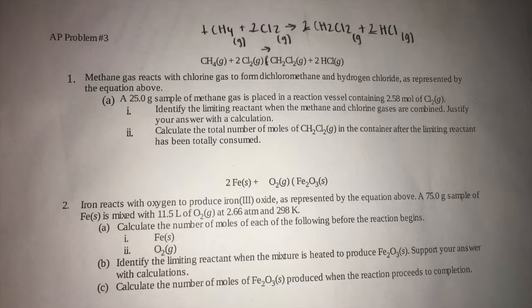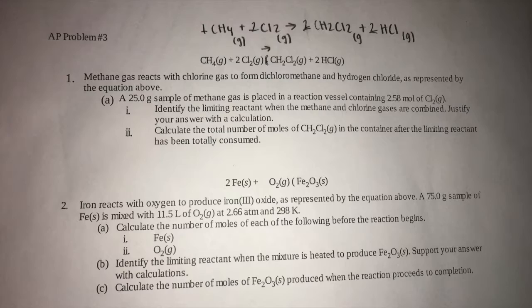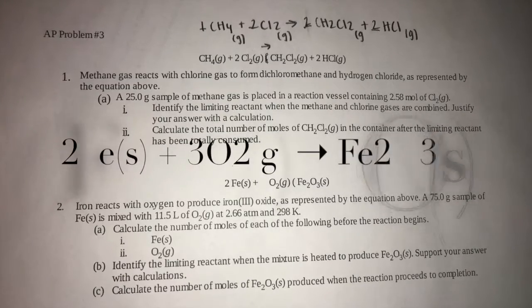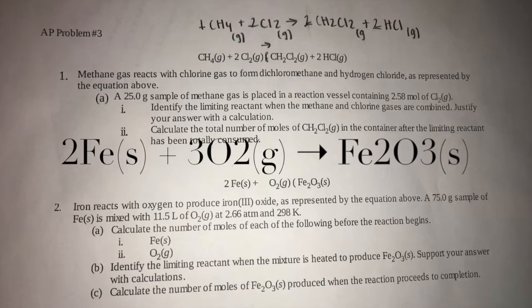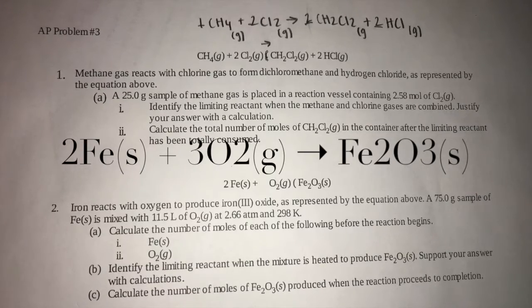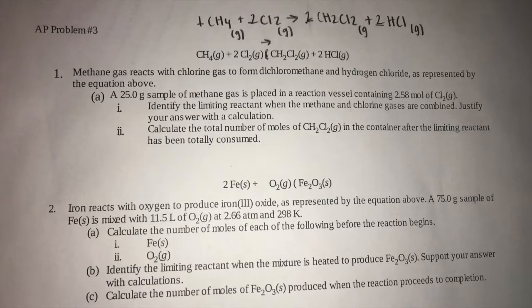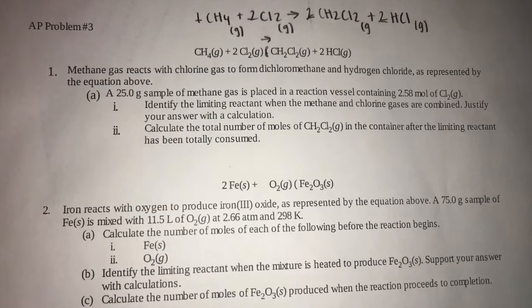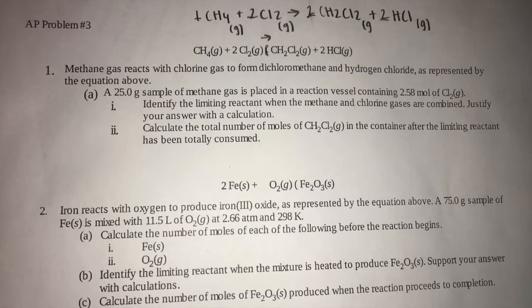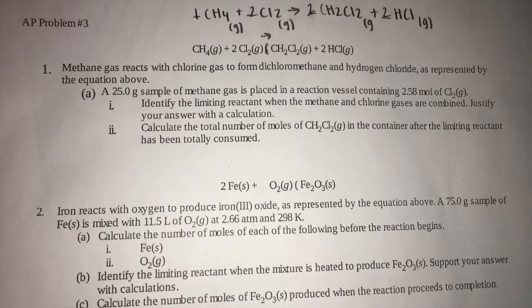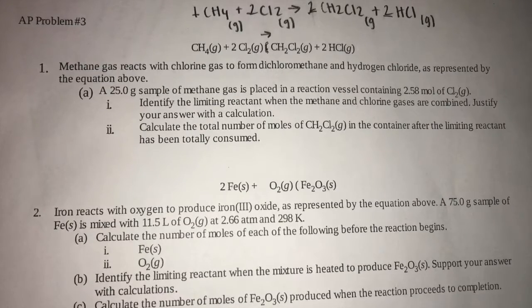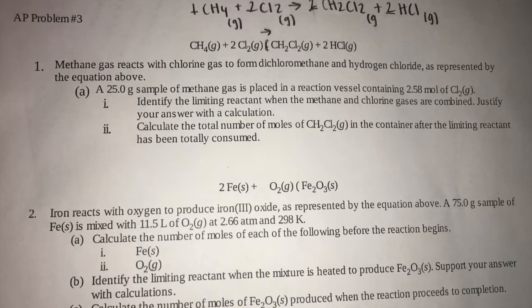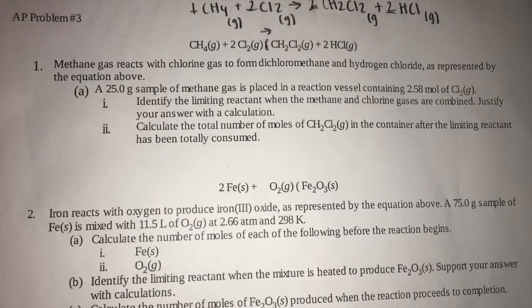Question number 2. Iron reacts with oxygen to produce iron 3 oxide as represented by the equation above. 2 iron plus 3 oxygen yields 1 Fe2O3. A 75 gram sample of iron is mixed with 11.5 liters of oxygen gas at 2.66 atm and 298 Kelvin. Part A asks to calculate the number of moles of iron and oxygen before the reaction begins.